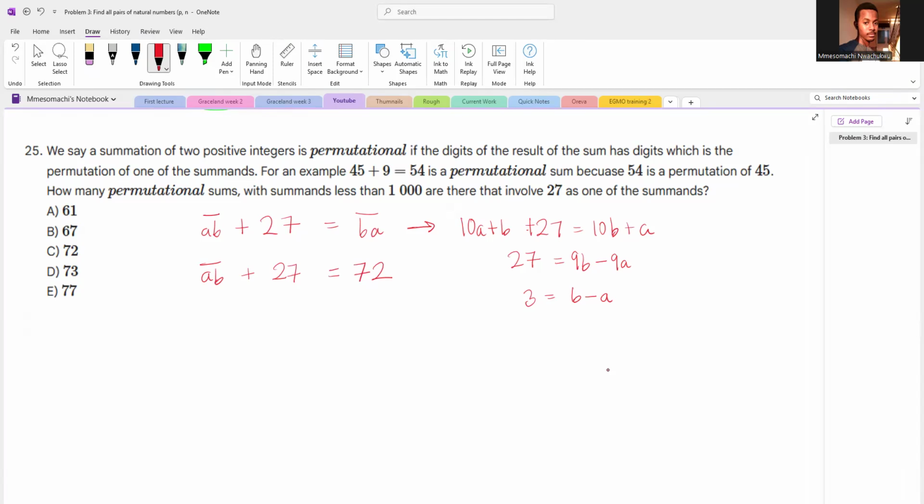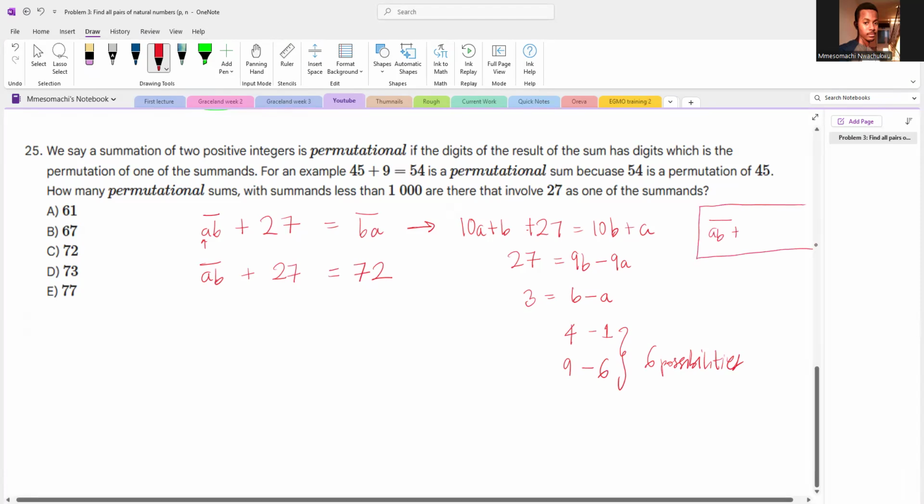And how many possibilities are there for this? Recall that we don't want A to be 0, so A starts from 1. So we can have 4 minus 1 up to 9 minus 6. This gives us 6 possibilities. So for the case AB plus 27 being BA, we have 6 possibilities.